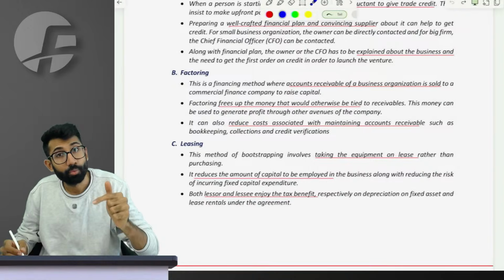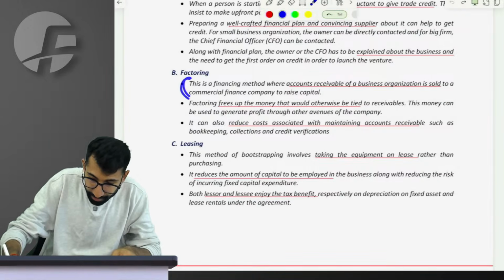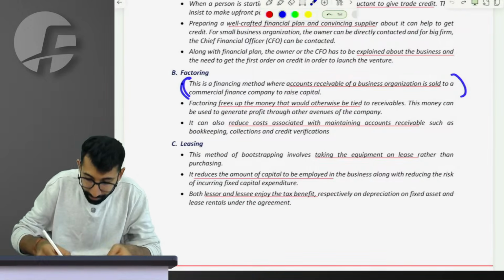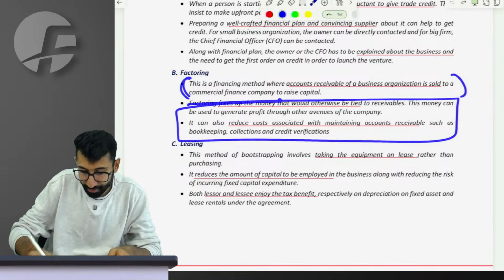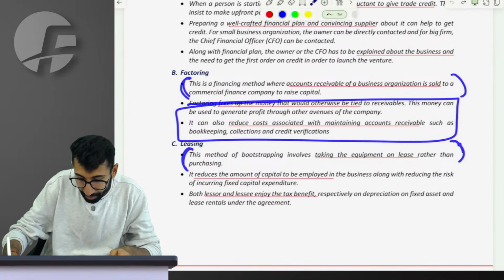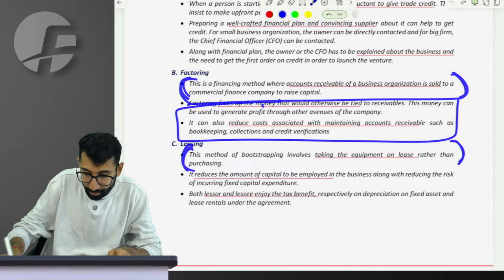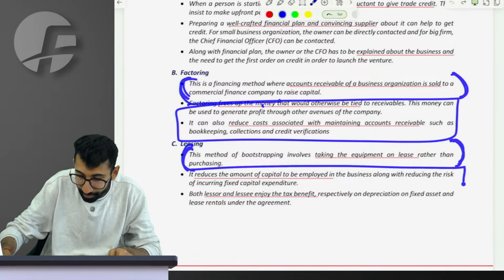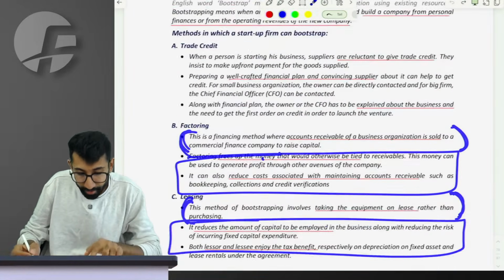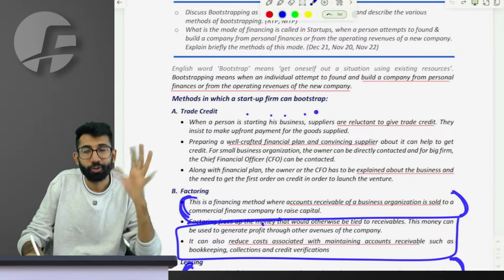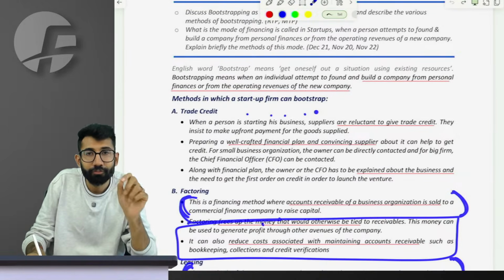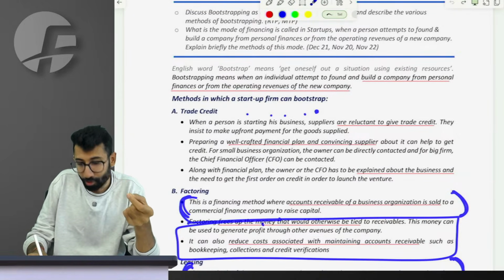Try to understand what this topic is trying to say. This is trying to explain leasing, and then the advantage of leasing. This is trying to explain factoring, and then the advantages. Similarly, trying to explain leasing, and then the advantages. Similarly, trade credit has not been explained. Unfortunately, trade credit has not been explained.